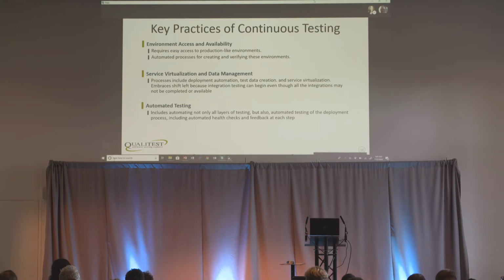And then, of course, the final practice of continuous testing, which probably is the whole backbone of continuous testing, is automation. And in automating, we need to include all the layers of testing, not just the regression and the GUI. We need to look at the test pyramid. We need to begin our automated testing right in the unit test layer. And automated testing includes automating the deployment and including the health checks and the feedback at every step.